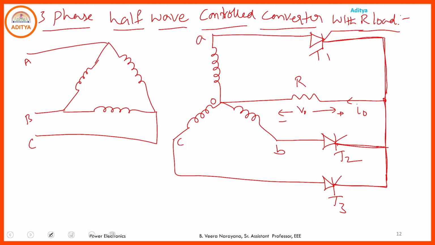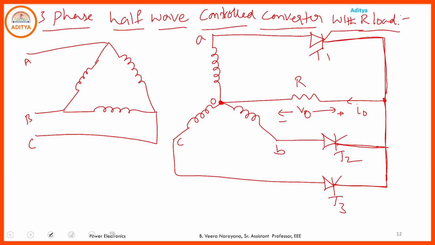The common point of these three SCRs goes to the neutral point of the star connected secondary winding of the transformer. What is the neutral point here? This one. So between the common cathodes of the thyristors and the neutral point, we connect the resistive load like this. Here we have the resistive load R, output voltage and output current.